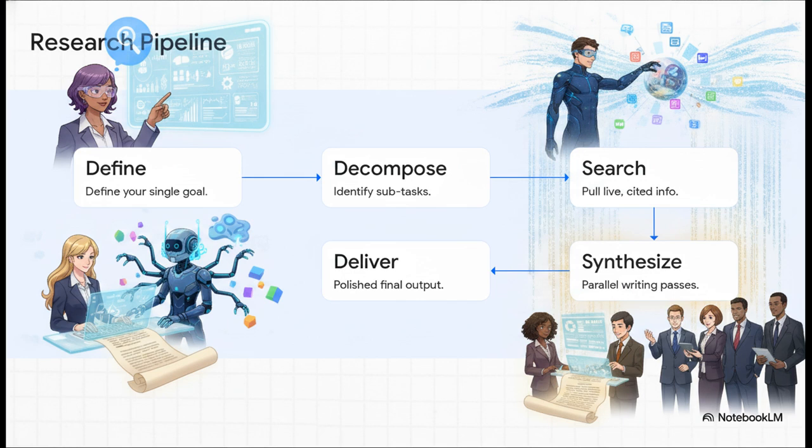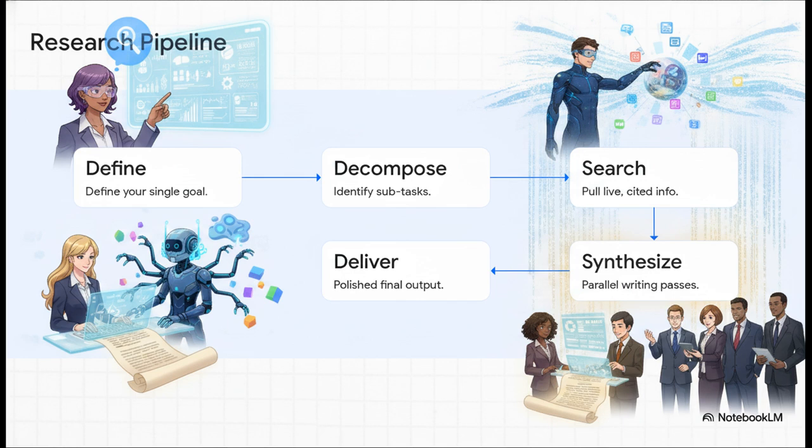Step 1, you define your goal with just a single prompt. Something like, research the current state of quantum computing for business applications, identify key players, and write a 1,000-word explainer for non-technical executives. Step 2, Claude Opus 4.5 internally decomposes that massive task into live research, source synthesis, audience analysis, and writing.